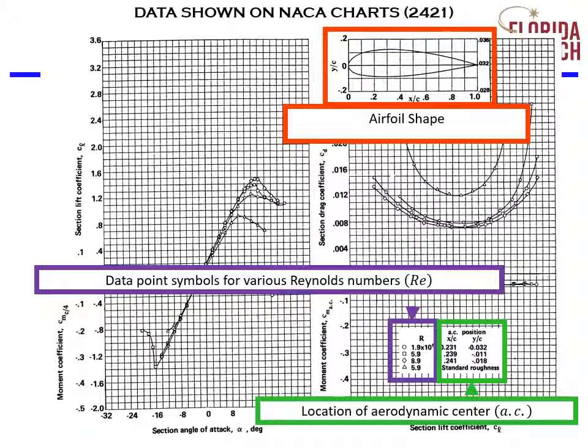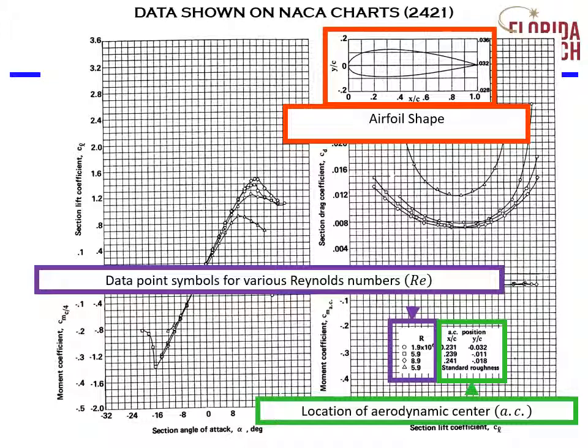Data for the first three Reynolds numbers were recorded using a smooth airfoil. The triangle points, repeated of the second Reynolds number, were data recorded using a non-smooth airfoil with, quote, standard roughness, unquote.